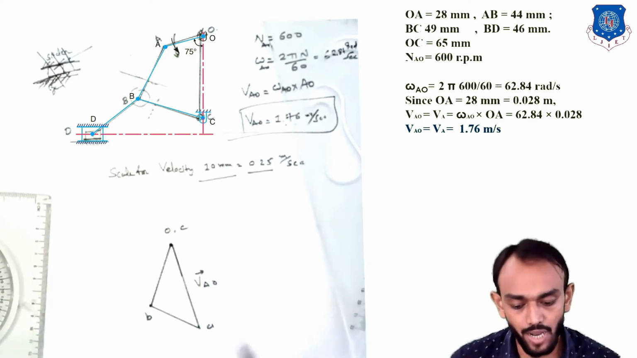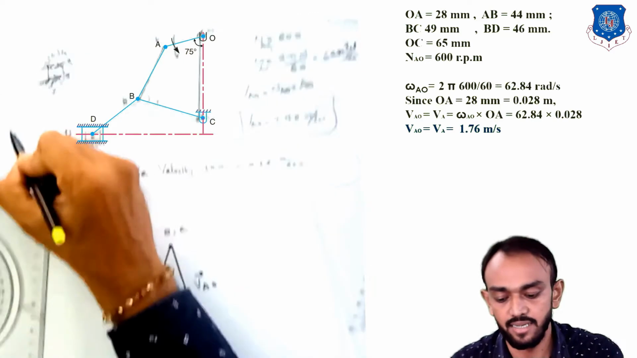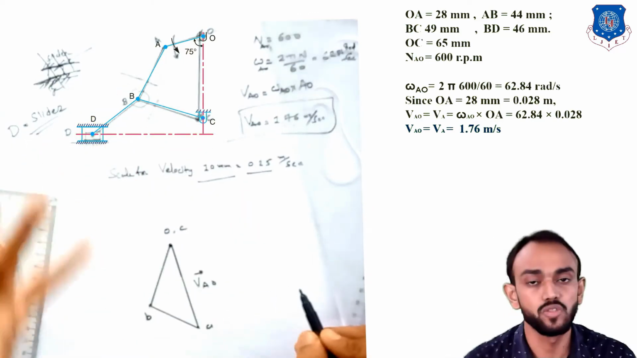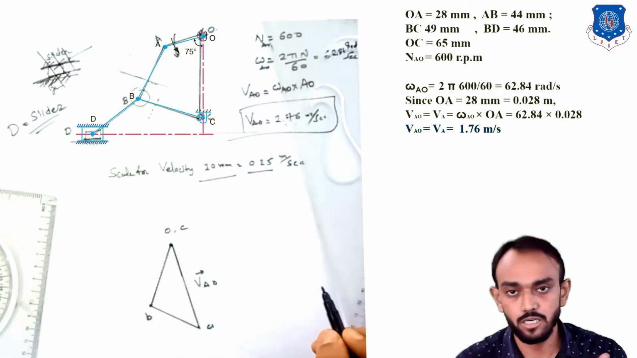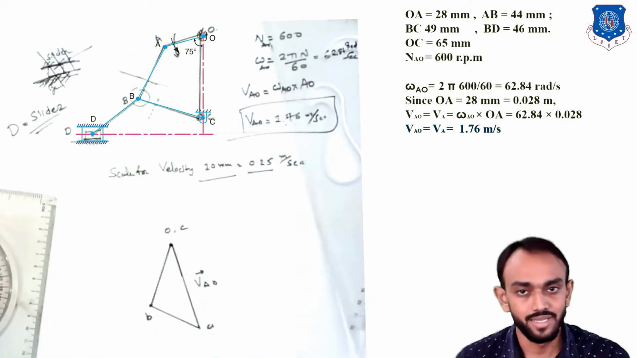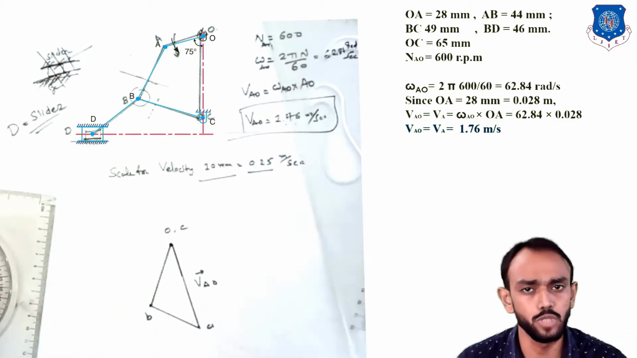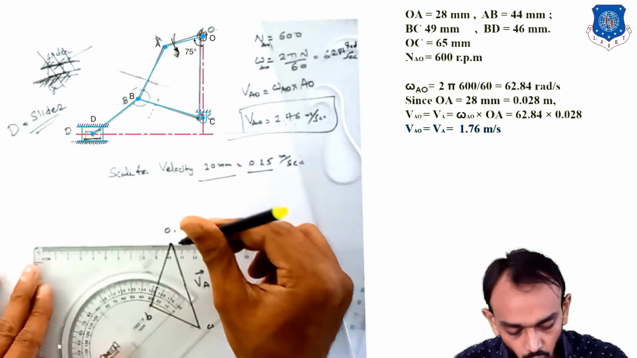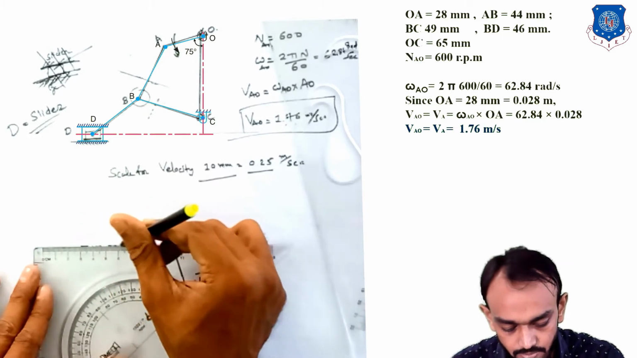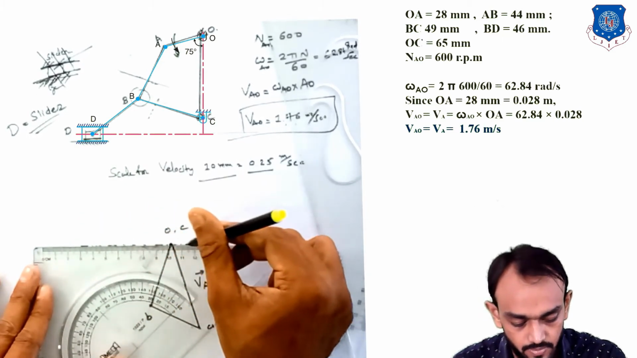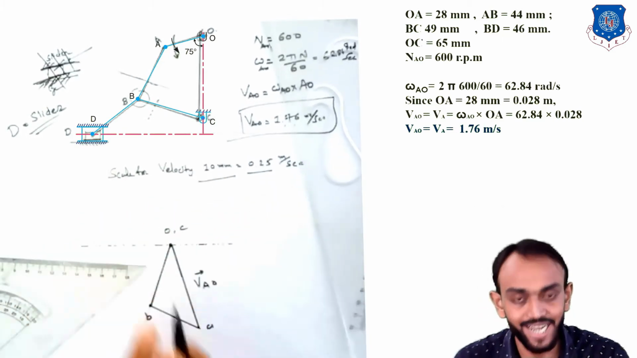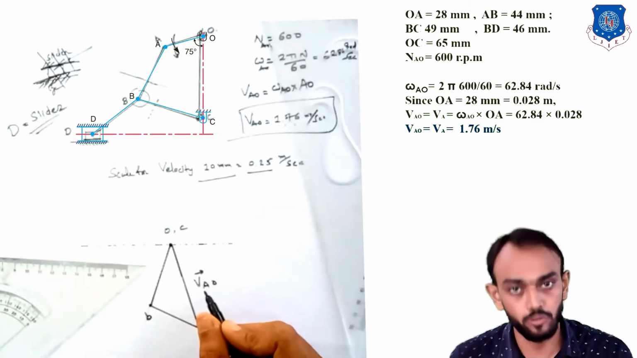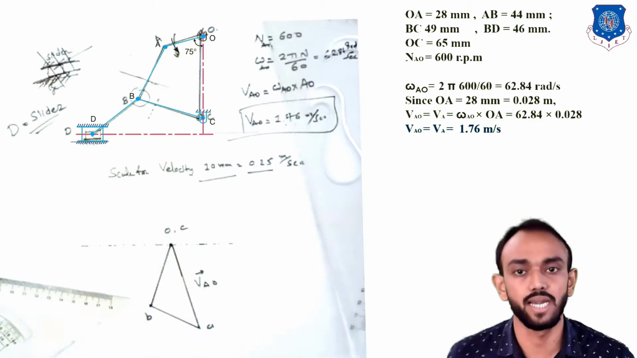Okay. So now D is a slider. Remember that D is a slider. And you know that the direction of the slider is horizontal, so it always passes through the origin. So I can draw the horizontal line from our origin point like this. But I don't know where the point D is. I only know the direction, so I have drawn this dotted line.